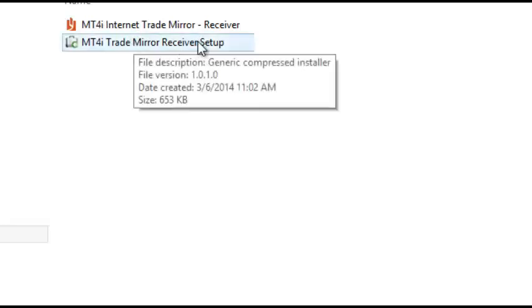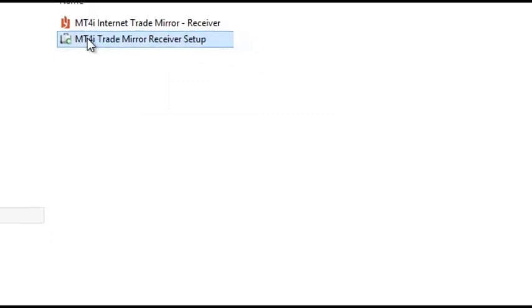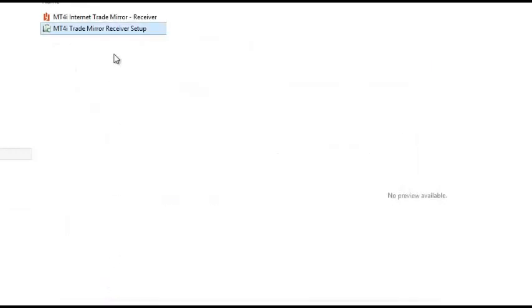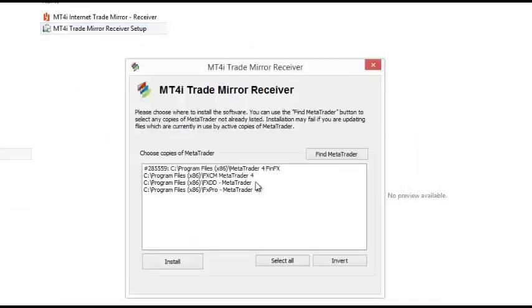But this is the actual setup. So all you have to do is double click on the trade copier. It's going to open up a wizard, and this is the trade copier wizard. All you have to do is click on agree. Once you click on agree, it's going to identify all of the MT4 platforms that you have installed on the computer that you're using the trade copier with.